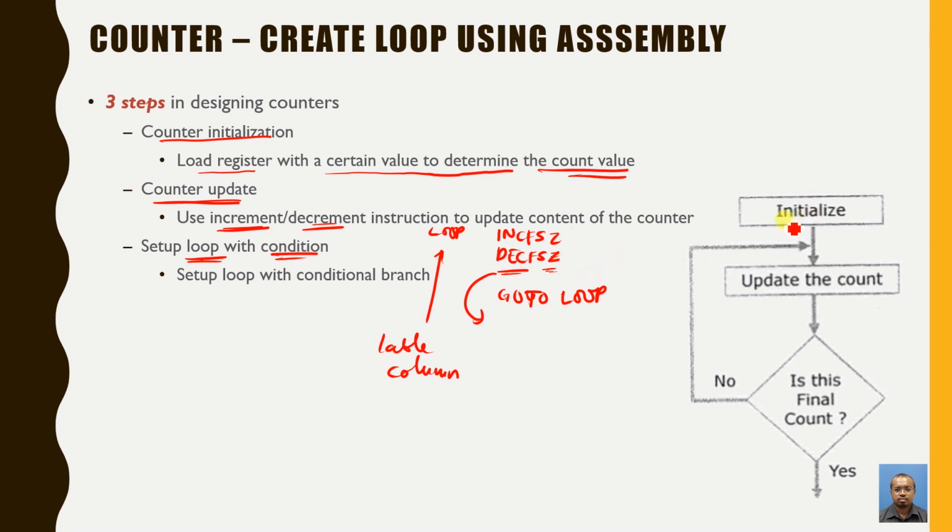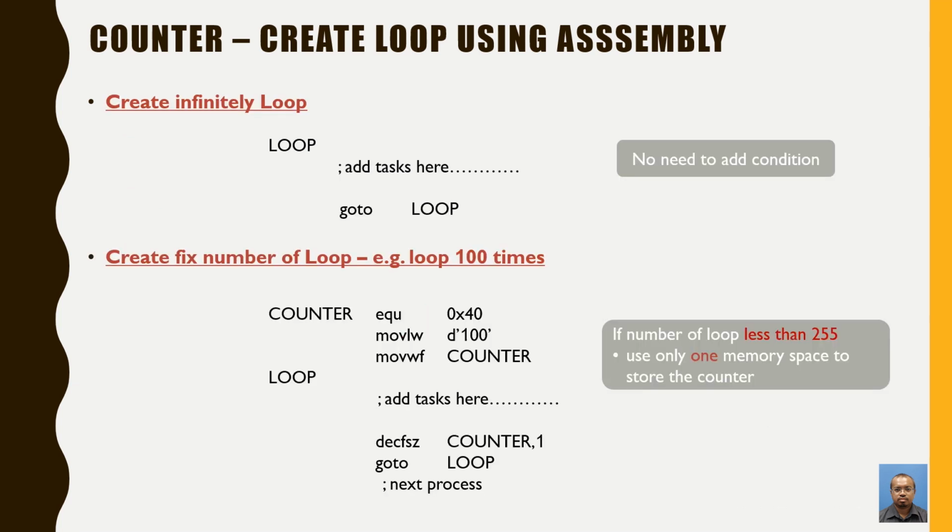So basically the flowchart is like this. Initialize, meaning you set your count number. Let's say you want to repeat 10 times. So the first one, you decrement, update the count, and then check. If not, repeat. Then update the count and check again. If not, repeat. If it's the final count, yes, and then exit the loop. So that's basically the basics of counter and loop.